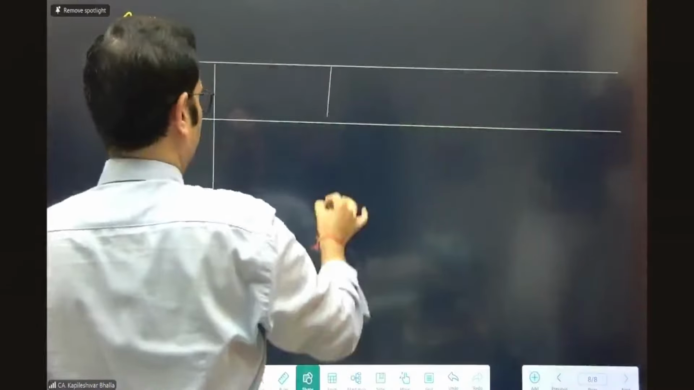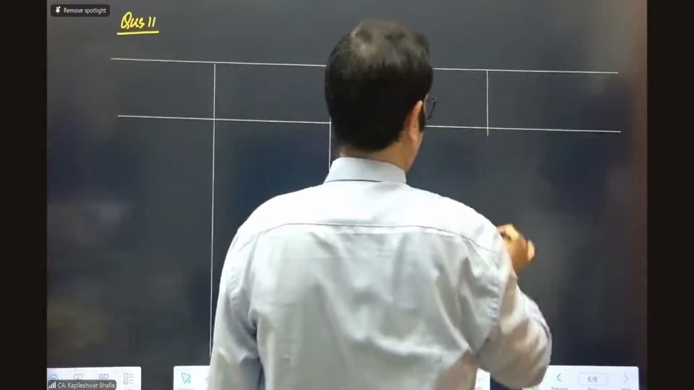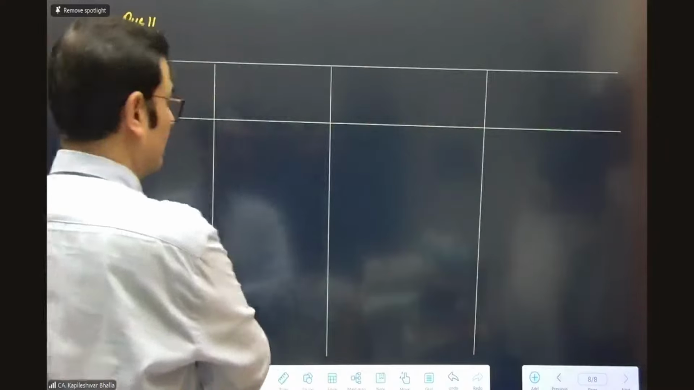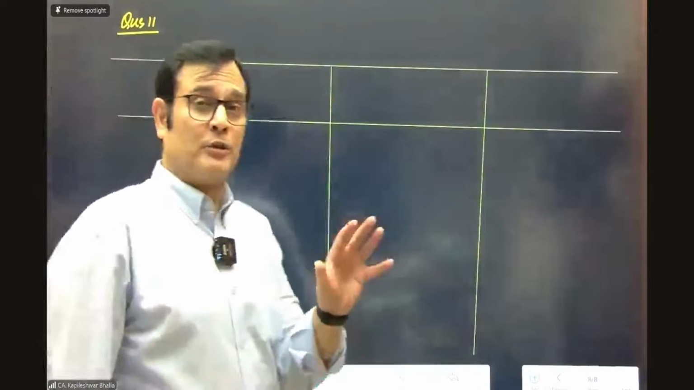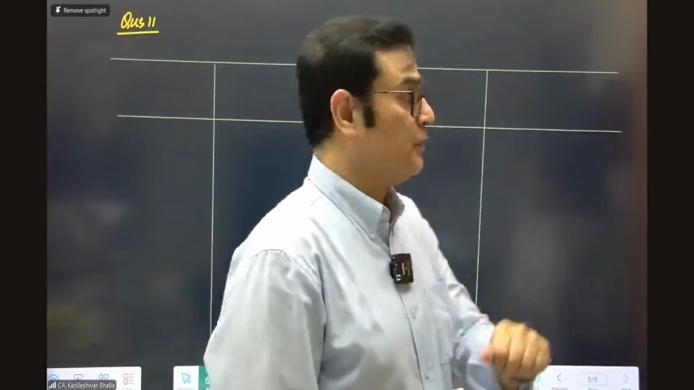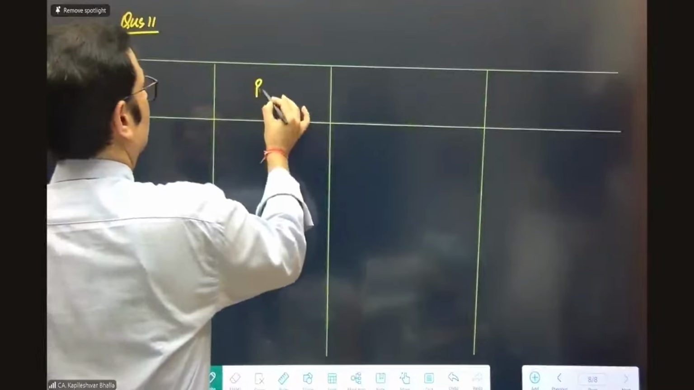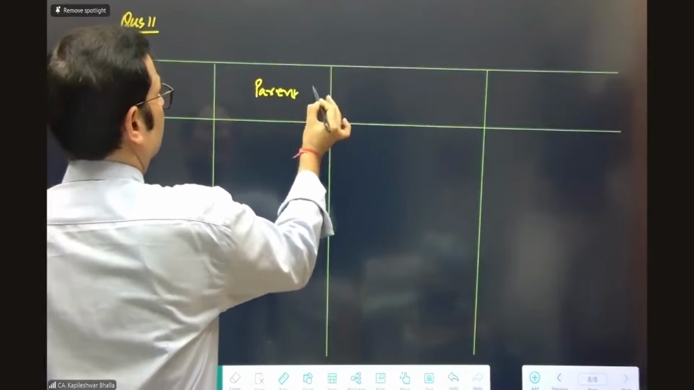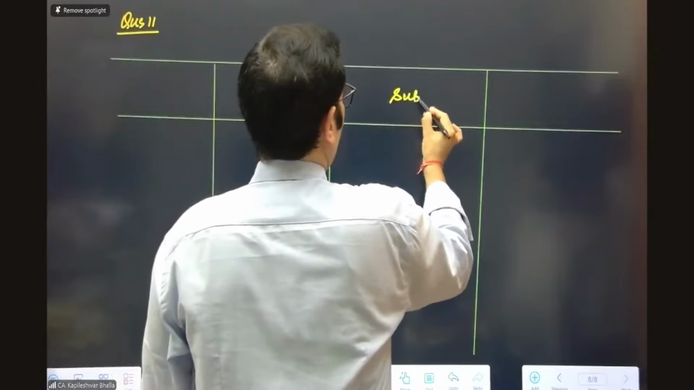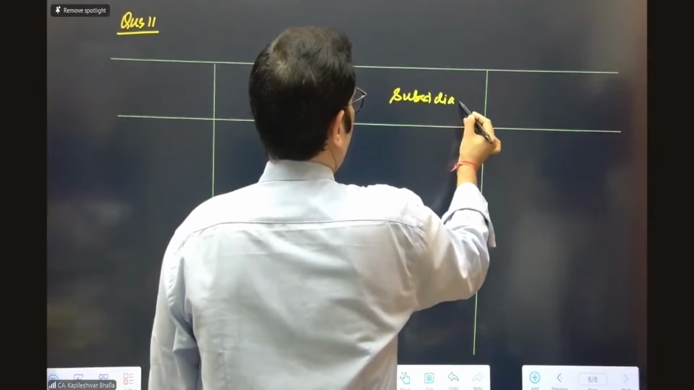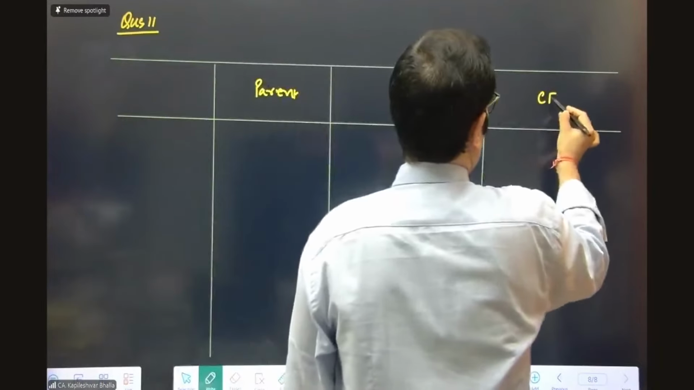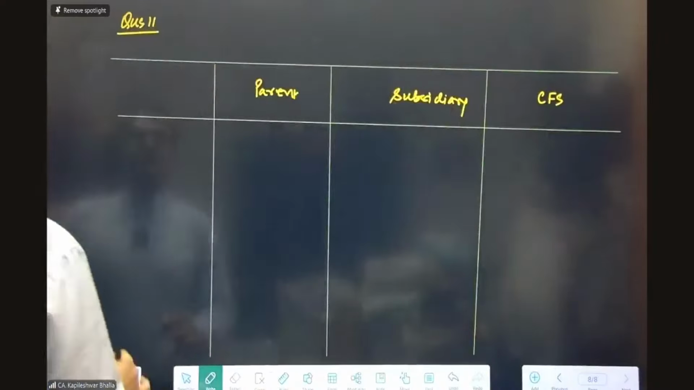So we're looking at the books of the parent, we're looking at the books of the subsidiary, and we're looking at the consolidated financial statements as well. The question is very clear and focused that he wants the entries in the books of parent, subsidiary, and the consolidation. So we're looking at the entries in the books of parent, the entries in the books of subsidiary, and the consolidated financial statements. And there are three situations.